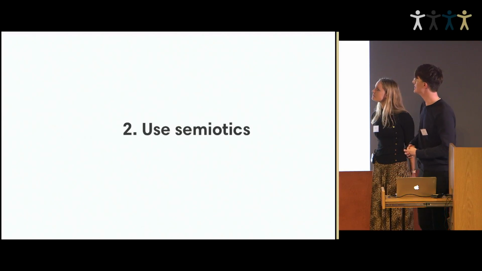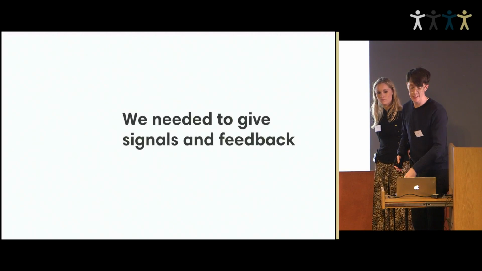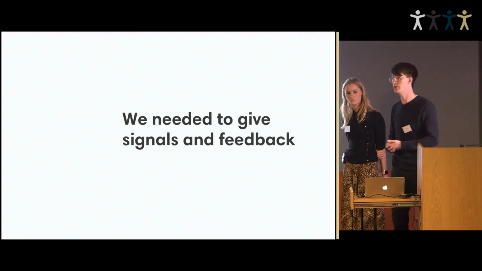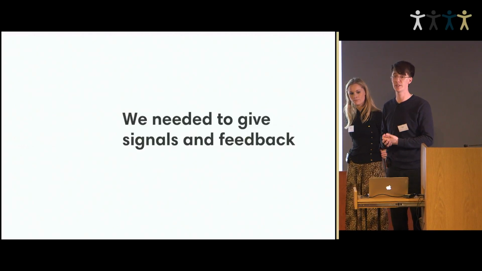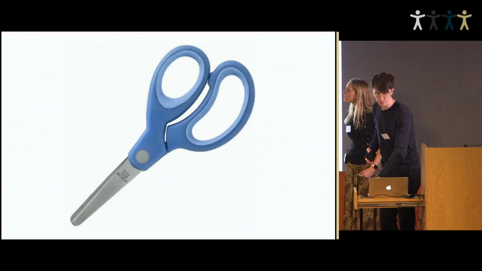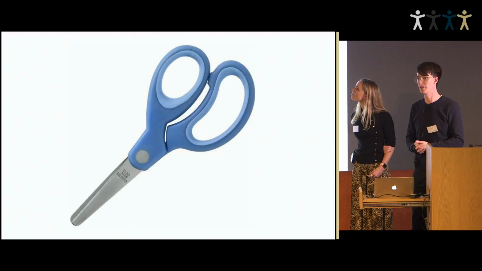Rule number 2 is use semiotics. So we need to give signals and feedback. We need to present her with wayfinding points along the way to let her know that she is saying the right things, doing the right things, and is at the right point in the navigation tree. As a product designer, it's quite easy to do because you've got a lot of things to play with.